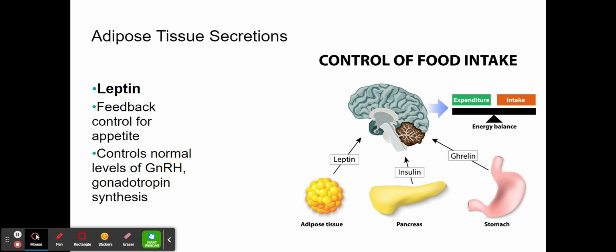But leptin must be present for normal levels of GnRH and gonadotropin synthesis to take place. And this explains why, one, thin girls can commonly enter puberty relatively late. Two, an increase in body fat can improve fertility. And three, women stop menstruating when their body fat content becomes very, very low.